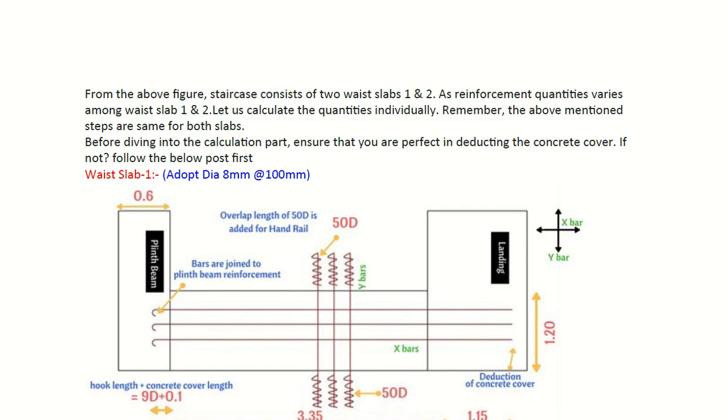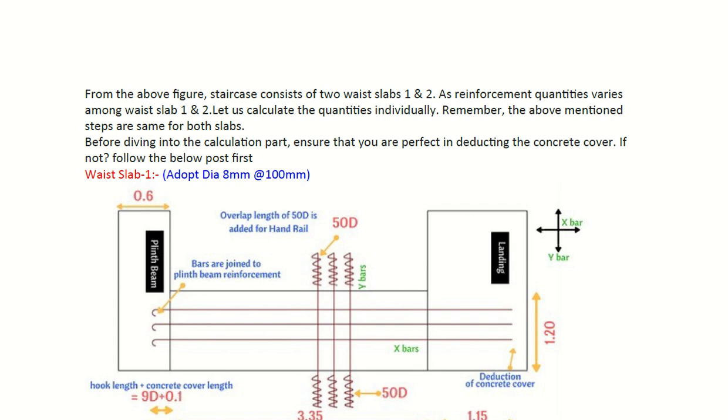This is only for this example. You can name it anything. X bar because they are showing it horizontal, the Y bar because they are showing it vertical. The X bar, this is the plinth beam at the down level, and then this is the landing at the top. So the X bar should go into the beam and it should go into the landing on the top. And the Y bars, they go like this.